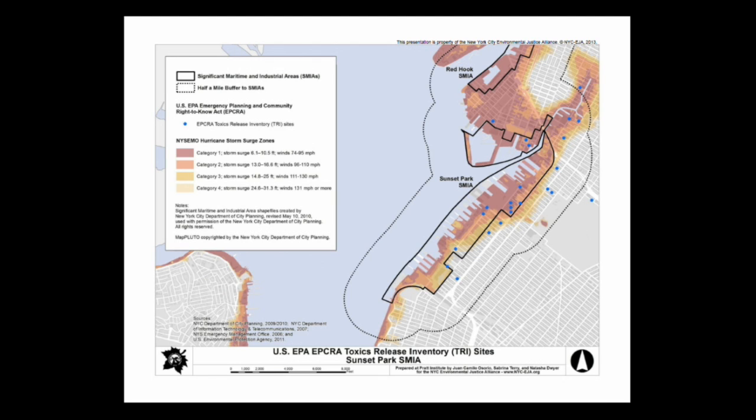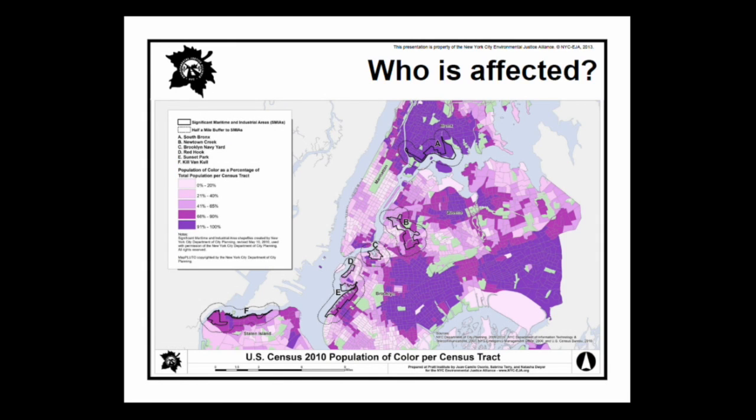To give you a sense of what the populations are like, this is based on the 2010 census, and what we've come to, based on some of our analysis, is that approximately 630,000 New Yorkers live in or around the SMIAs and are vulnerable to storm surges. That's larger than the population of Atlanta.